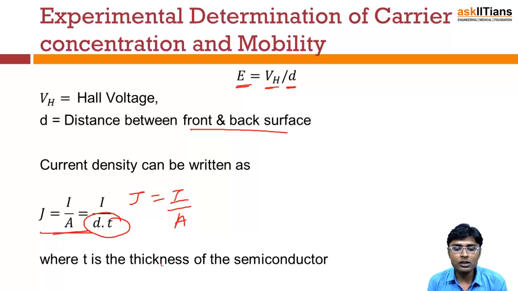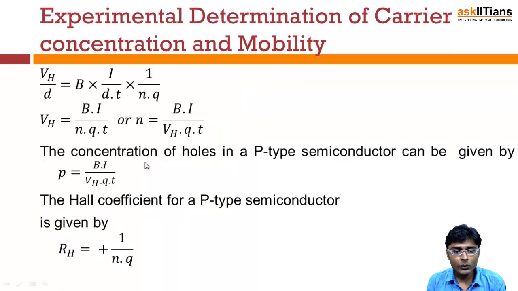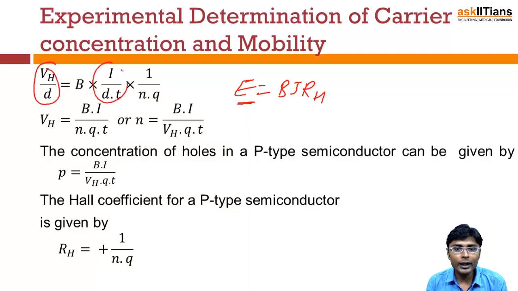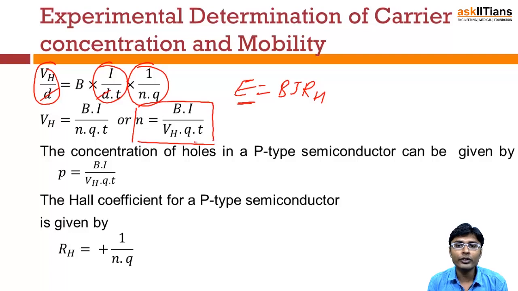Okay, so t is the thickness of the semiconductor bar we have assumed in our experiment. Now, since we know that the electric field is equal to B J into R_H, we can replace the electric field by V_H by d, J by I by d t, and R_H by 1 by N q. Fine. So from here we can cancel out the d and d, and we can find the value of V_H. It will come out to be B I by N q t. And from here the value of N, that is the concentration, comes out to be equal to B I by V_H q t.